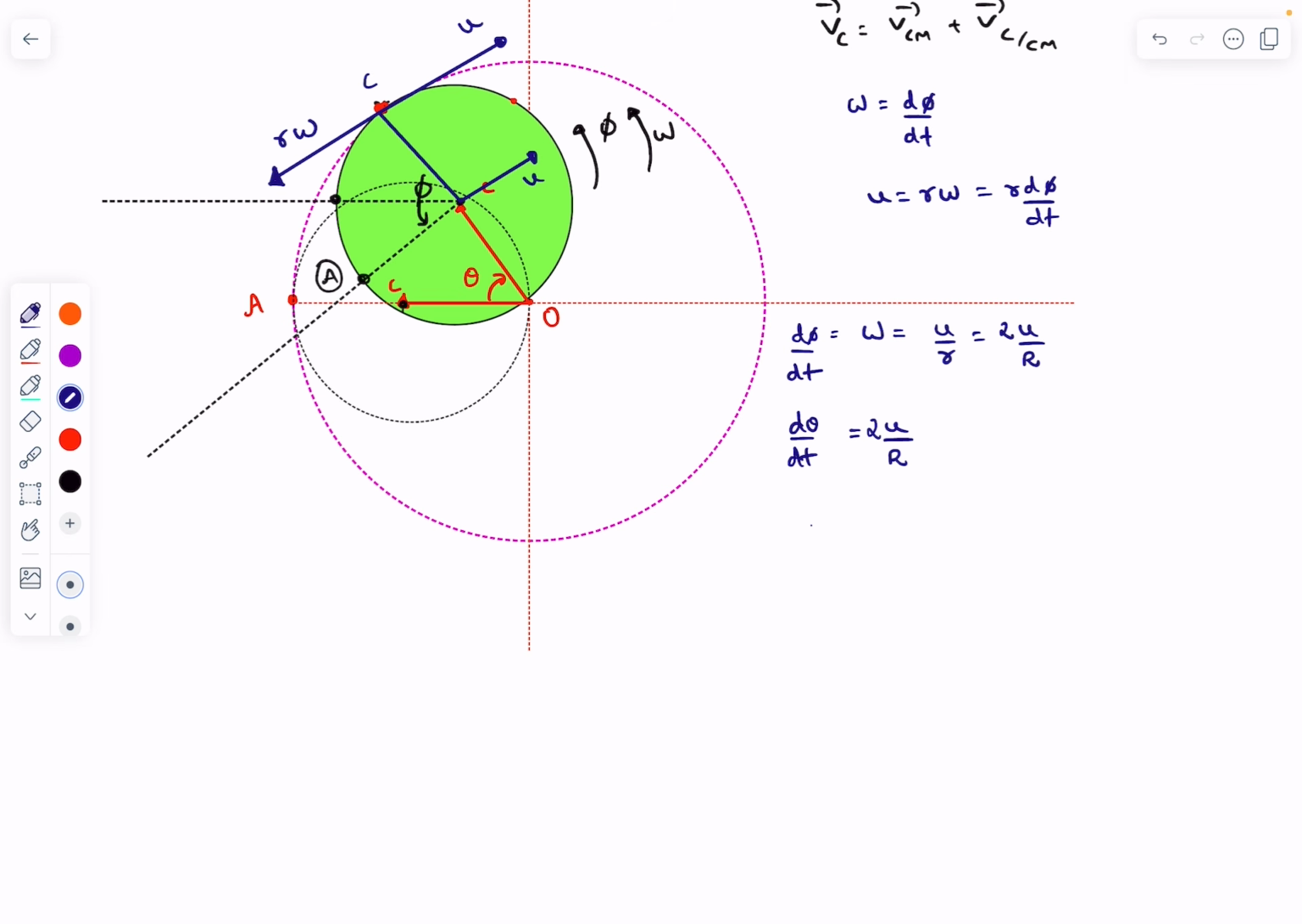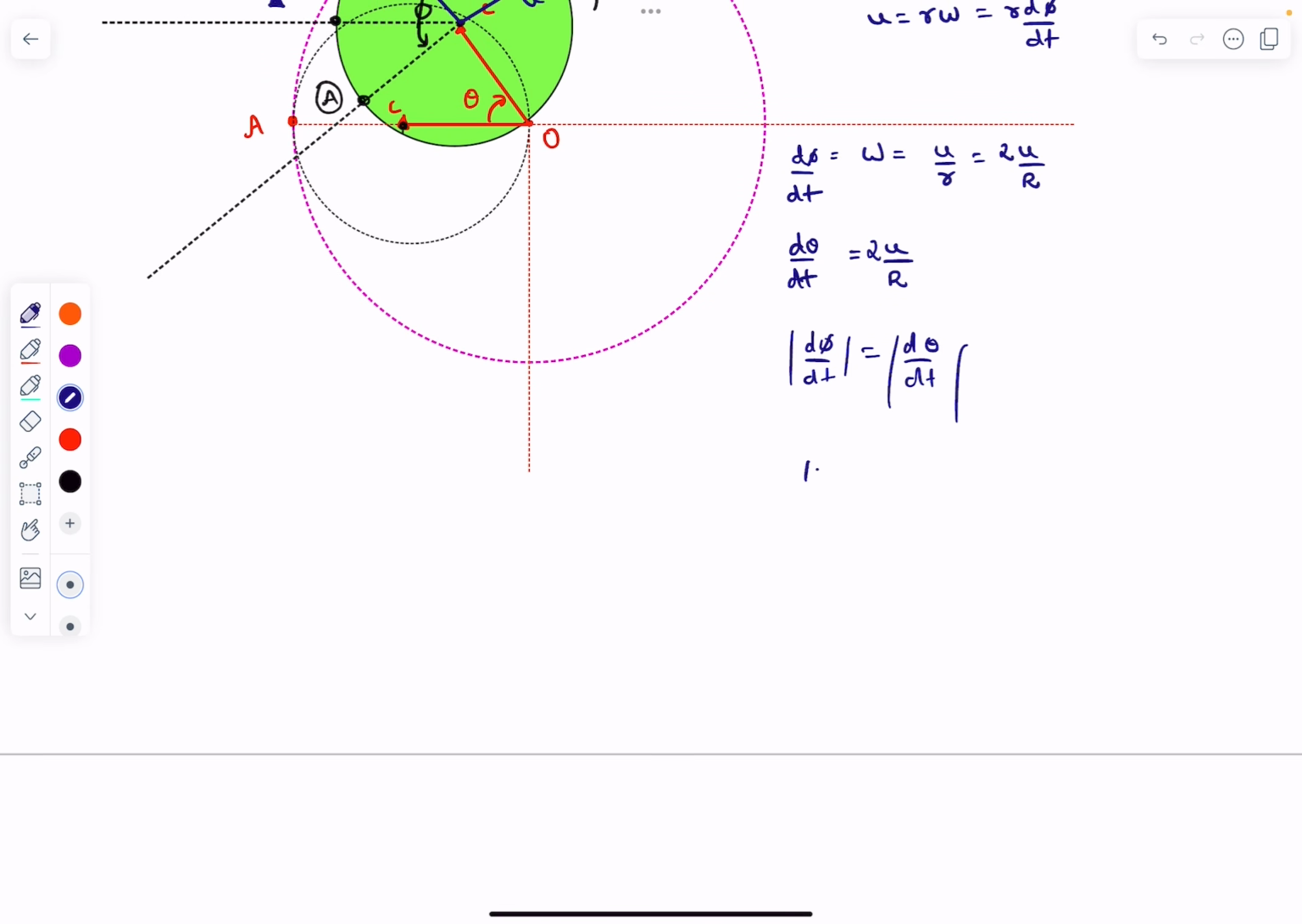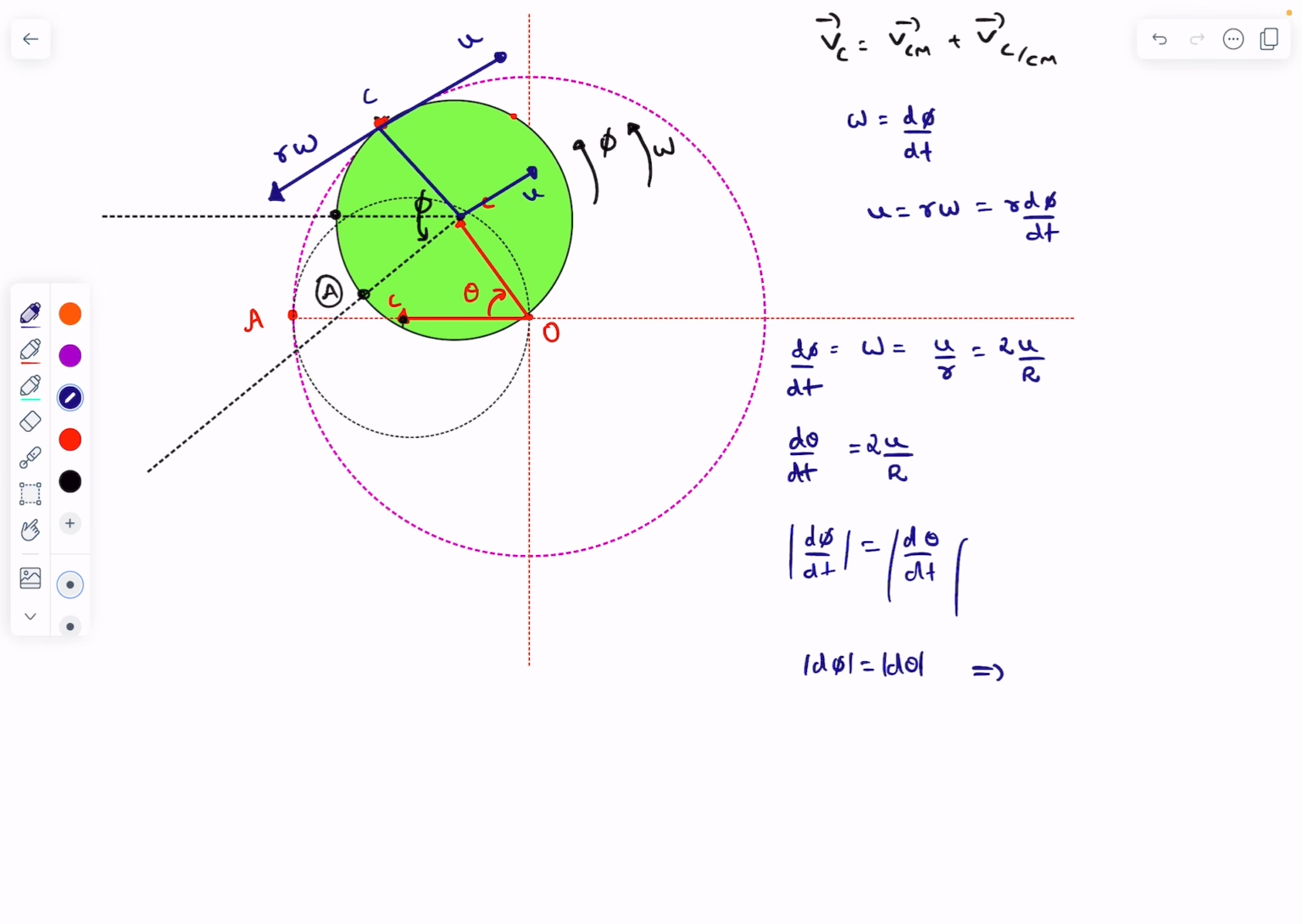Now if you compare these two equations, we come to a very important idea: the magnitude of d phi by dt is the same as the magnitude of d theta by dt. If you cancel out the dt's, the magnitude of d phi is the same as the magnitude of d theta. We can integrate on both sides and say delta phi is equal to delta theta. What this is saying is, when I rotate this line CO by an angle of theta clockwise, the angle phi that the rigid body rotated by about its own center of mass will be the same in magnitude.